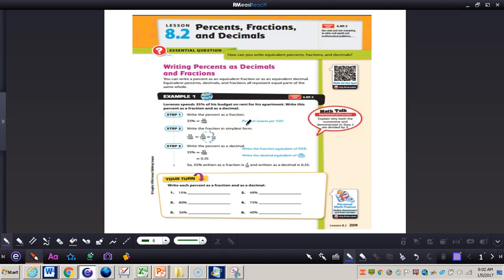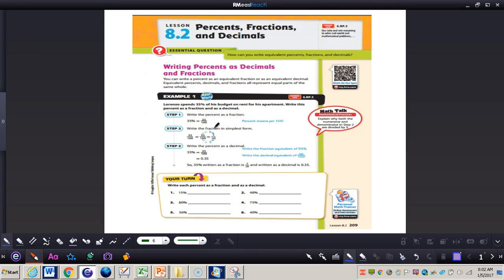However, you do need to simplify it as well. And we would know the greatest common factor of 35 and 100 is 5. So we can divide both numerator and denominator by 5, giving us 7/20. Now, if we're writing a percent as a decimal, remember any percent is per 100. So we have 35 hundredths.